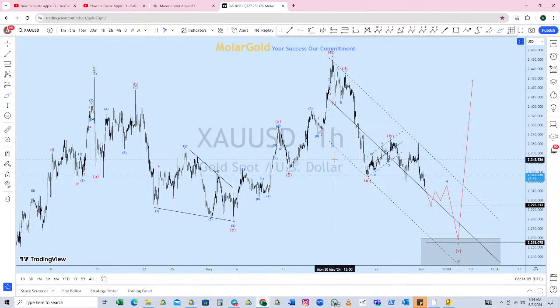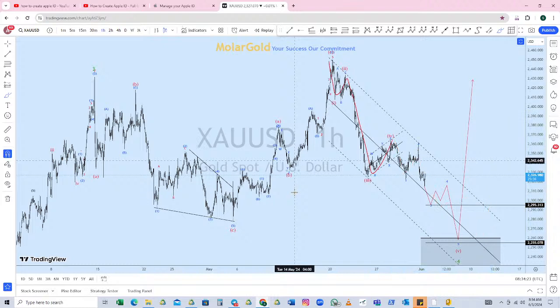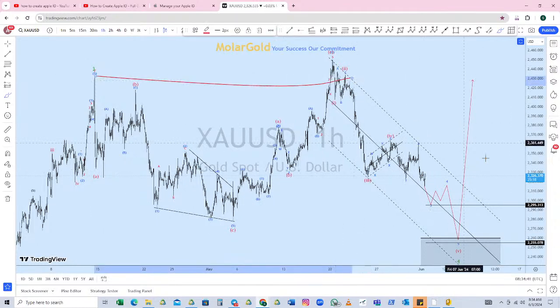But if that is not the case, and we're moving into the expanded flat, my favorite, then I'm expecting this with one, with two, with three, and then with five should be in an extension like this. Then we go back up. One, two, three, four, and then we go. Basically that is what I am expecting.